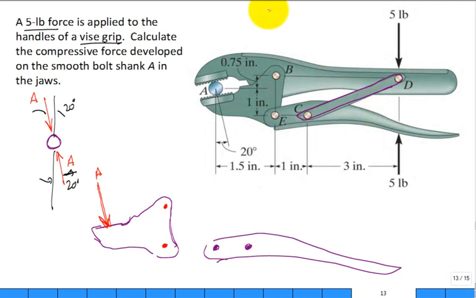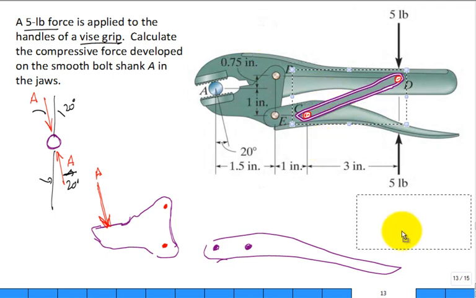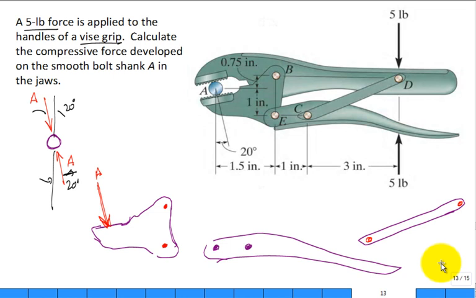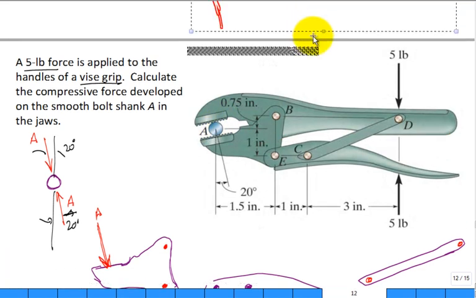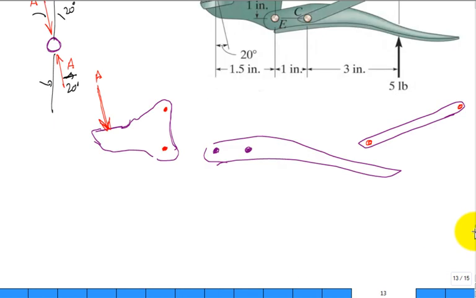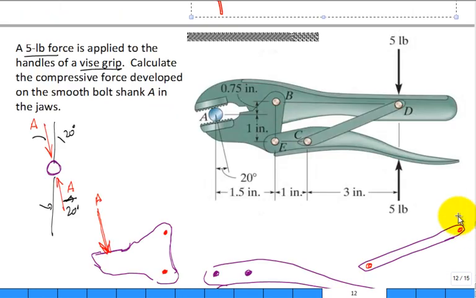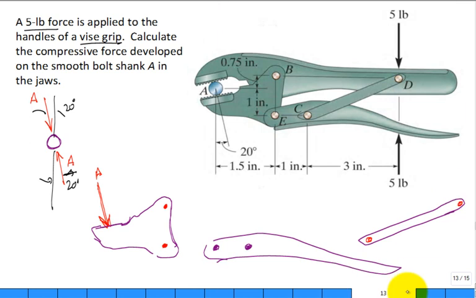Okay? But if you wanted to, we could draw the free body diagram for that two force member and push it somewhere where it's not going to be in our way, where it's probably not going to need it. But it's another member that we need to make an observation on. And then the last member would be this top handle and jaw. Goes something like this. I'm going to push it up a little bit and leave it right there. We can solve this problem and answer the questions without doing a complete analysis of all the forces and reactions in it. And when we reread the problem, it says, calculate the compressive force developed on the smooth bolt shank A in the jaws.